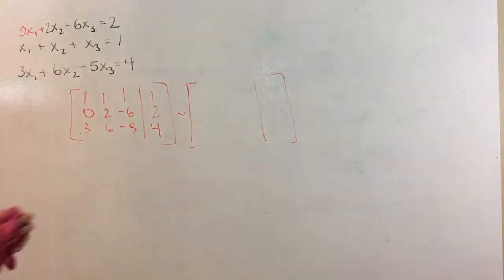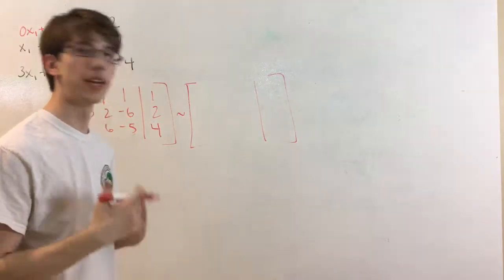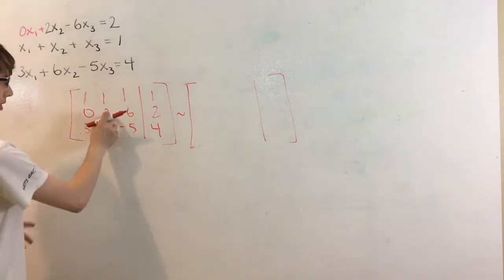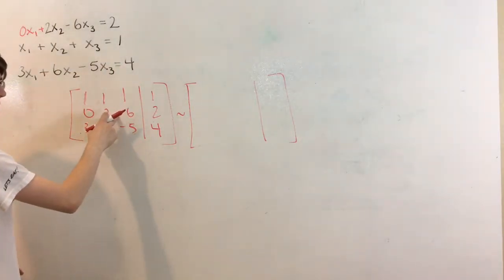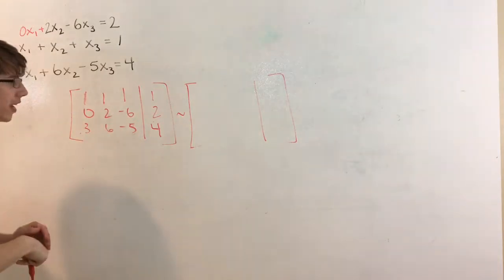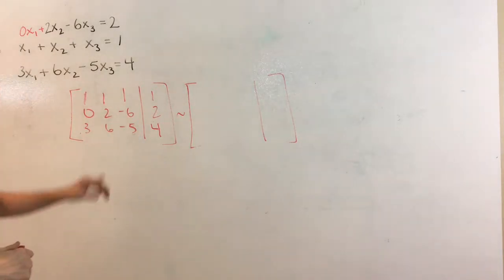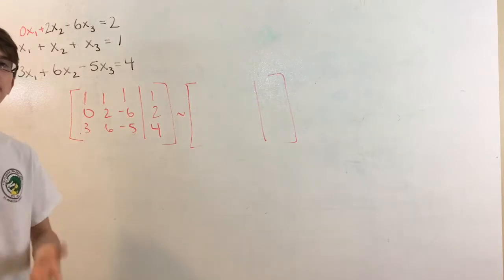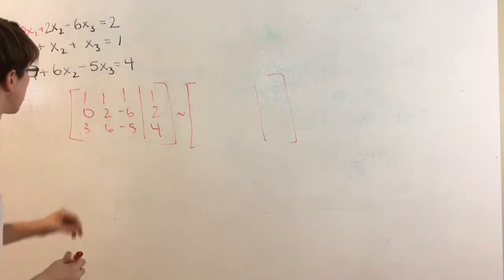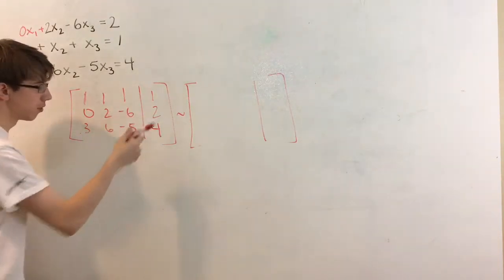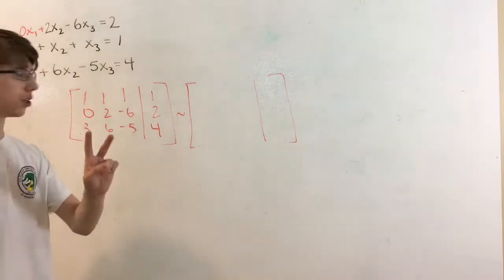Okay, so what is it that we want to do next? Well, we want this one to be a leading term, right? But in a reduced echelon form, it needs to be a 1. The leading term needs to be a 1. So in that case, we see that 2, negative 6, and 2 all share a common factor, 2.